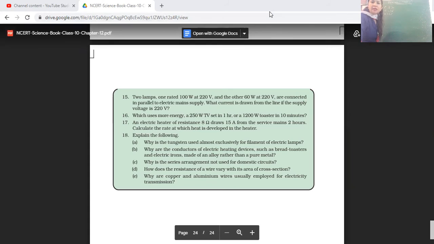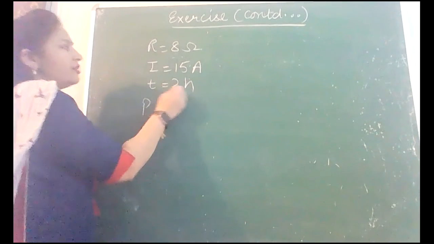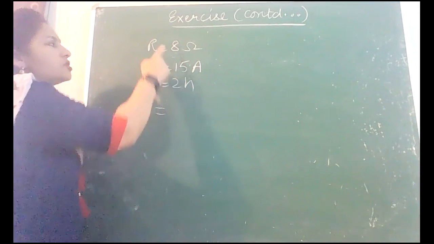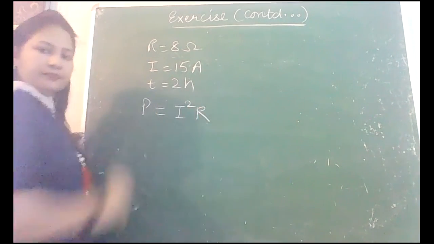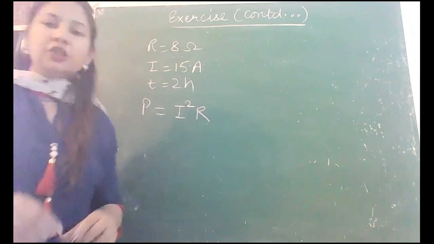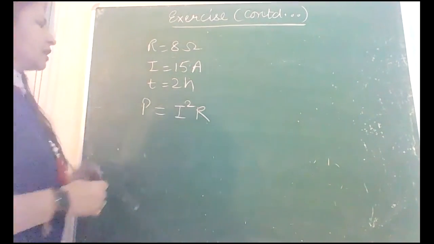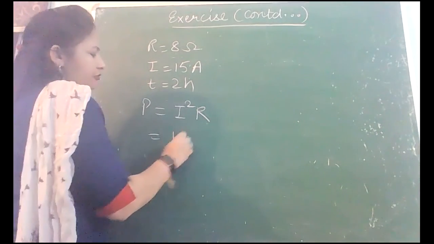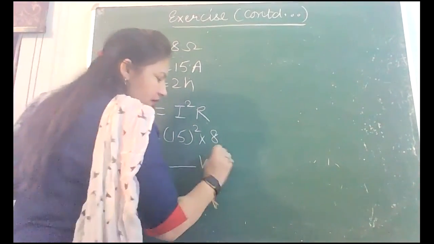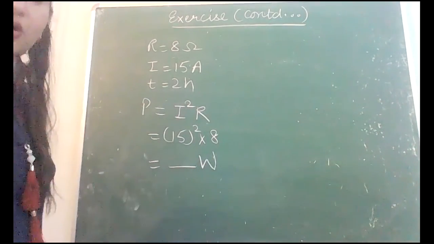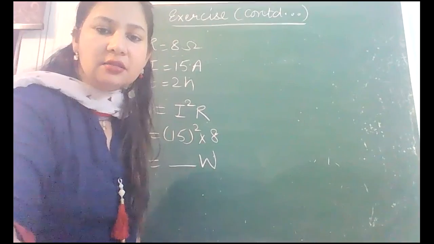So rate of heat means we have to find the power consumed. So there is no use of time here. Which expression should we use that contains I and R? We use I square R. That's why we did 3 expressions. Whichever quantities are given, we can use the formula accordingly. So P is equal to I square R, 15 square into 8. This will be your answer in watt. If you solve, you will get your answer in watt. So your exercise is over now.